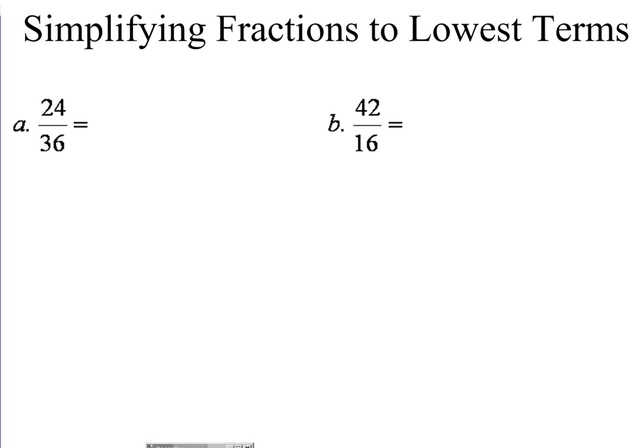12 goes into both 24 and 36. 12 goes into 24 twice. Goes into 36 3 times, so that's going to simplify to 2/3. And letter B, 42 over 16, is going to simplify to 21/8.